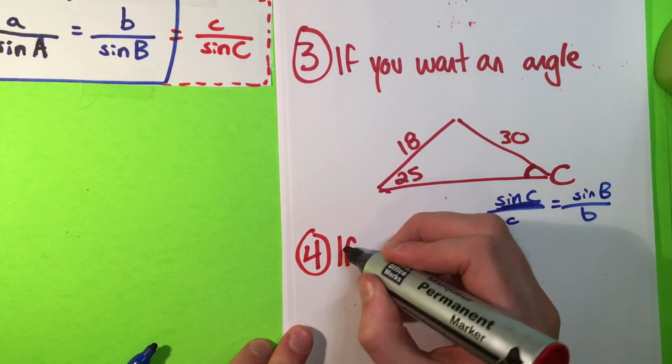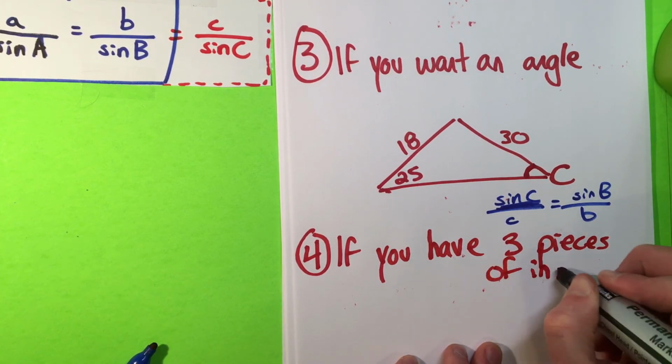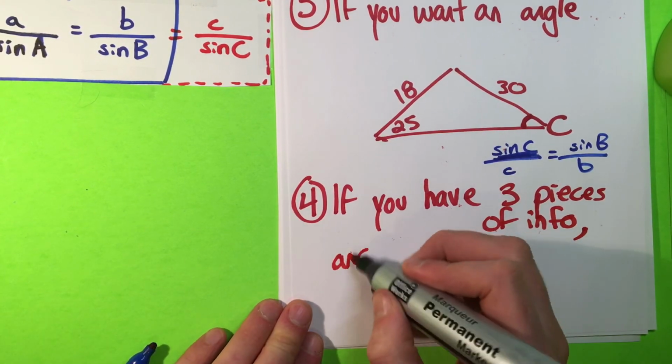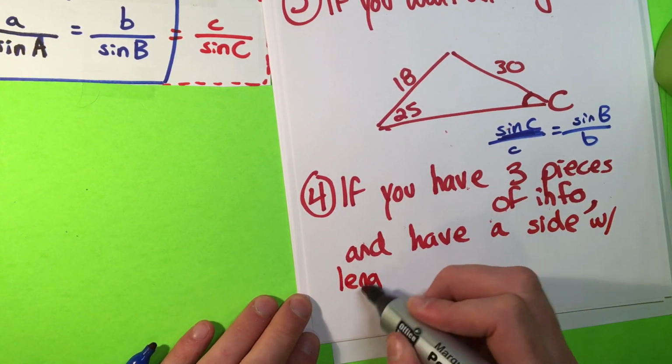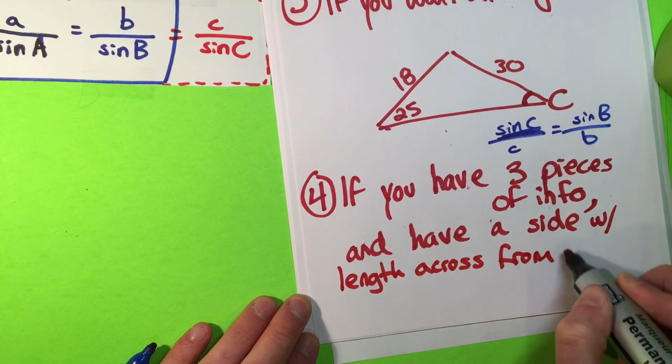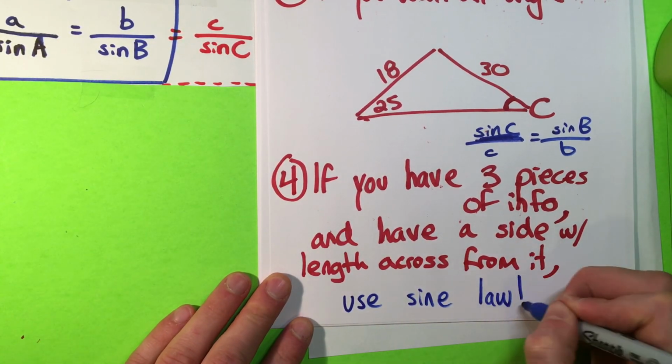Number 4, if you have 3 pieces of information and you have a side with a length across from it, that means you're going to have to use sine law. Maybe in the future we're going to see cosine law, and you're going to see different examples where you don't have a side length across from an angle. But whenever you have a side length across from an angle, use sine law.